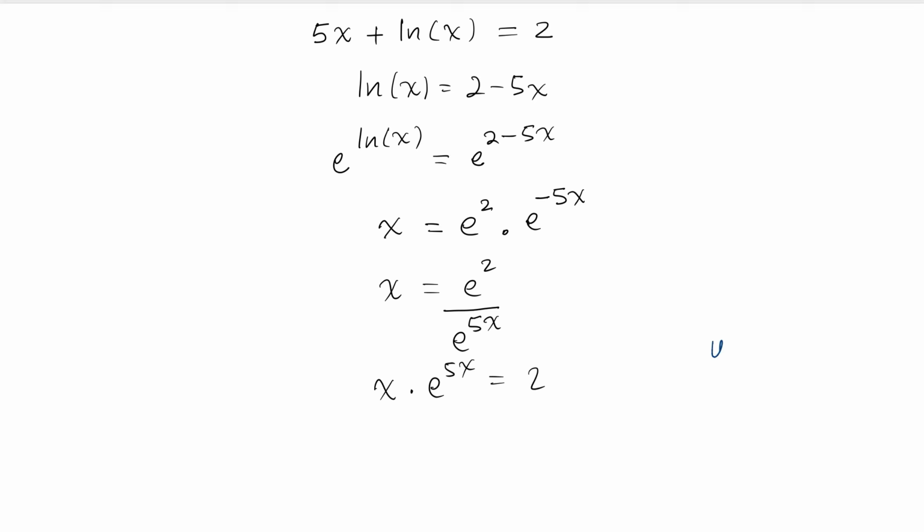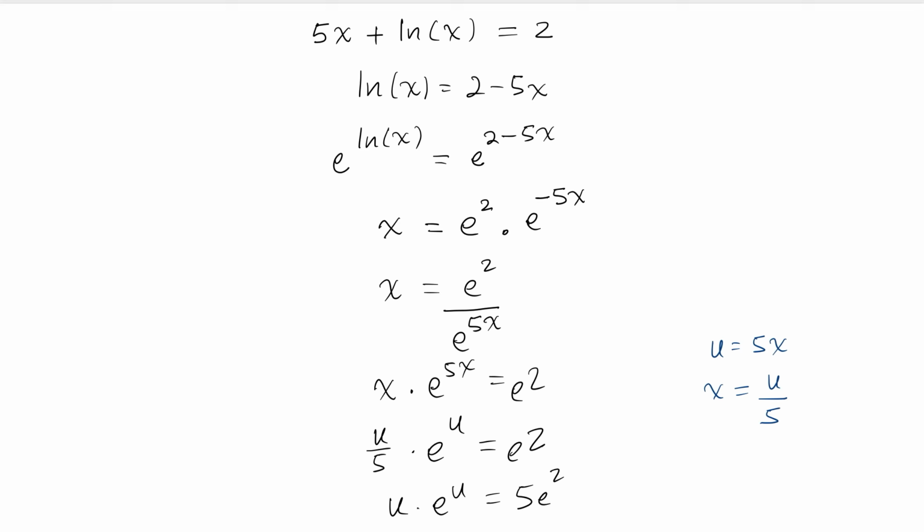So I'm going to say u equals 5x. That means x equals u over 5. Then I'm going to simply substitute here. I'm going to have u over 5 multiplied by e to the u, and that's going to equal e squared. Is that right? It's e squared here. Yeah, correct. Now cross multiply. So u multiplied by e to the u is equal to 5e squared.